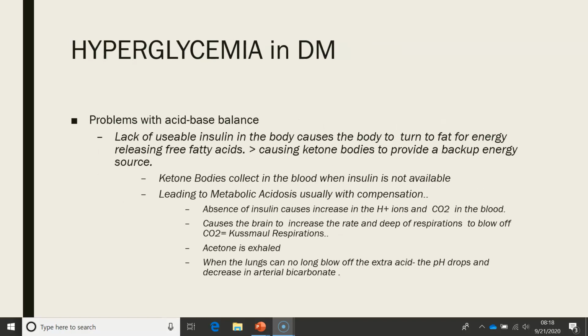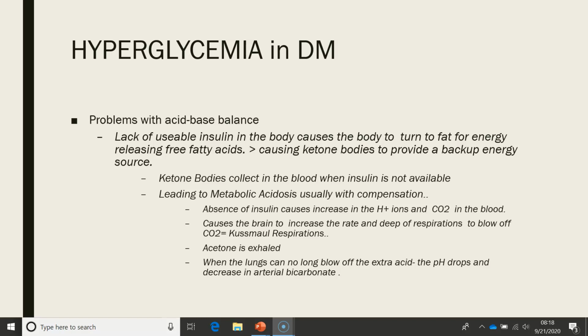Hyperglycemia in diabetes. Now, you have a problem with acid-base balance. You keep thinking you're going to get rid of that, aren't you? Like, we're not going to talk about it anymore. But it keeps coming back like a bad penny. So anyway, now with hyperglycemia and diabetes, we're going to talk about the problem with acid-base balance.